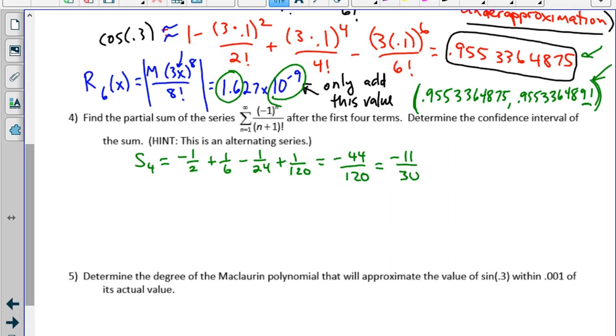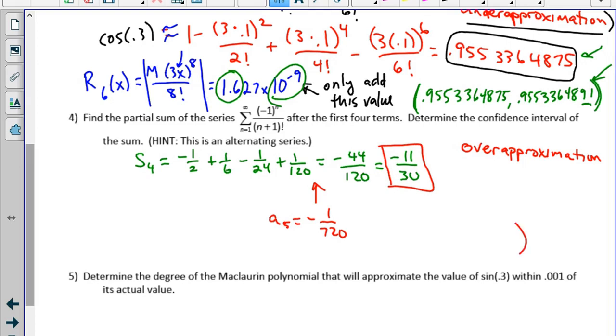Really quick, think, is this an over or under approximation? This is an over approximation. And the reason why we know it is an over approximation is because the next term would be minus 1 over 720. And since the next term, which I'm going to call a sub 5, is negative, that means that negative 11 over 30 is going to be bigger than the actual answer.